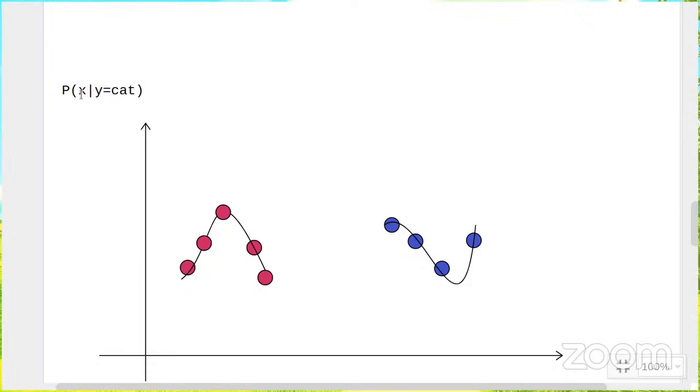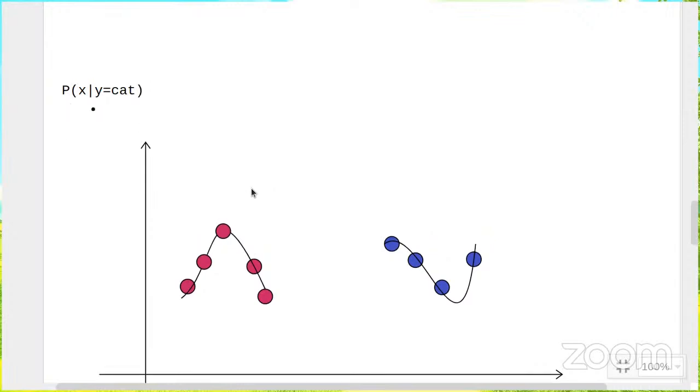So that is P of X given Y equal to cat. So it could be some distribution, right? You make an assumption of that particular distribution, and then you learn the parameters of the distribution using the data of cats, right? So you have like 100 images of cats. Okay, so first thing is you have 100 images of cats.